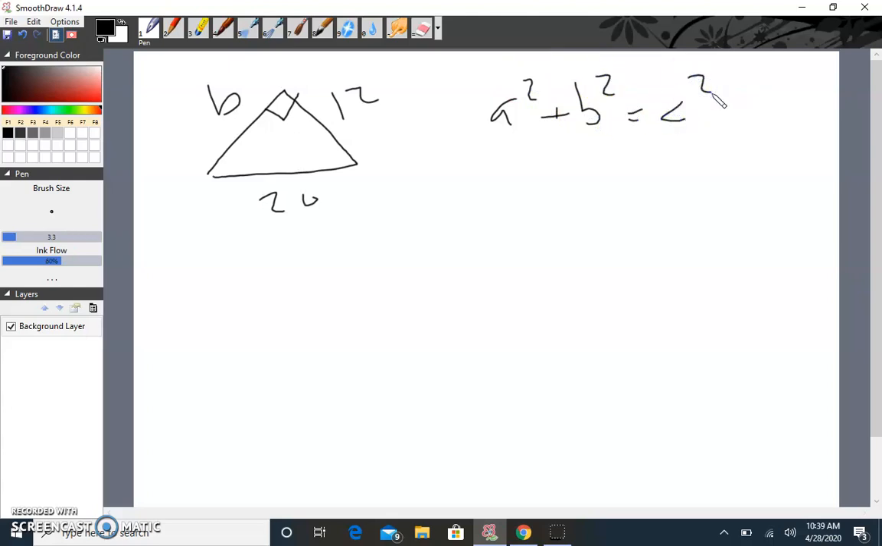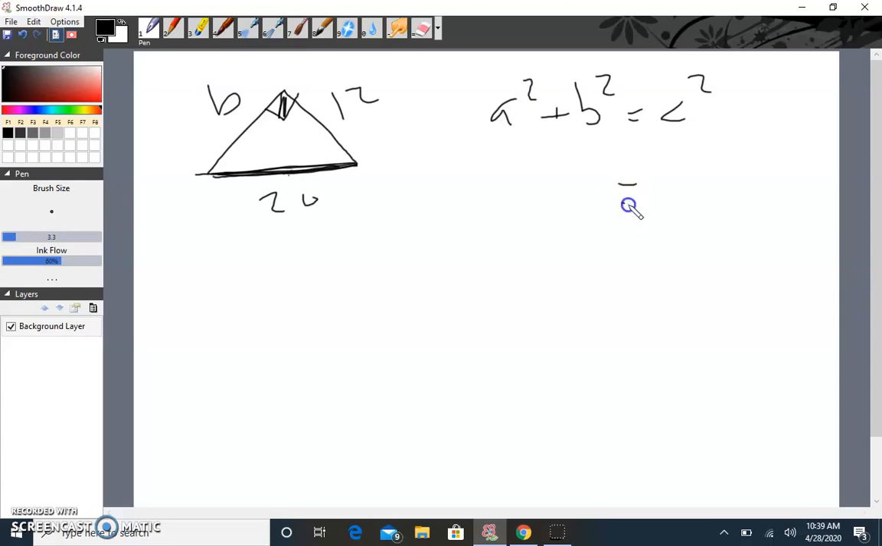Now, couple things to remember. C is always the side across from the right angle. The right angle is signified by the box in the corner, and so C is always going to be across from it. It is the hypotenuse, it is the longest of the sides, and it's always opposite of the right angle. So C is always that.